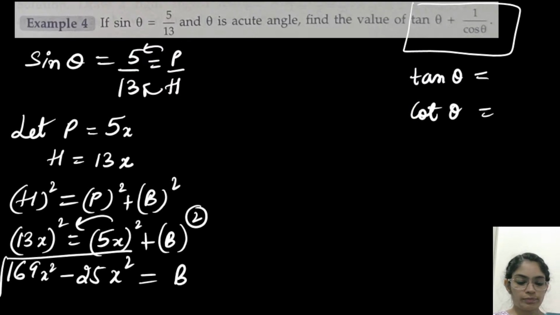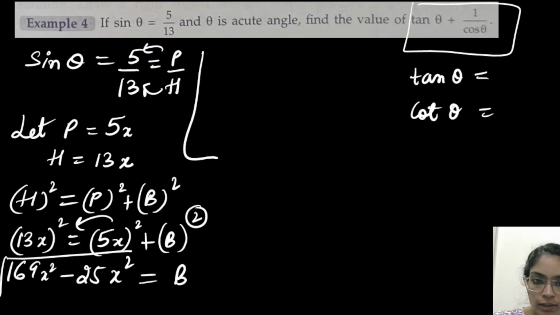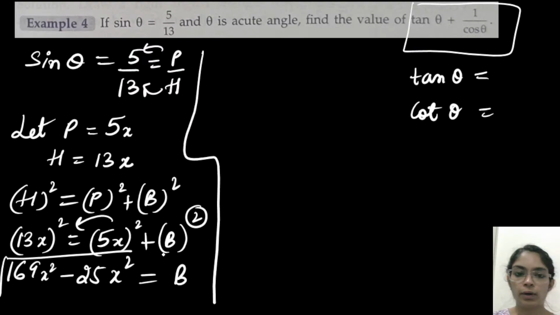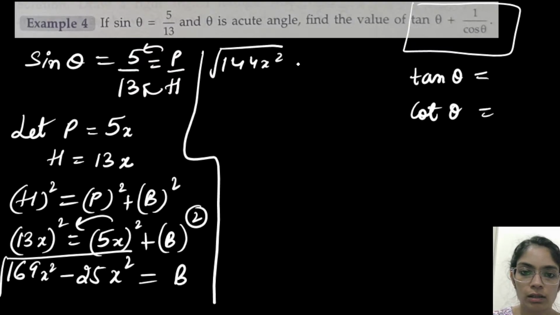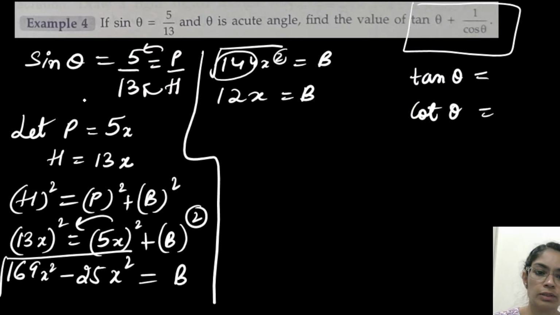Yes, so 5, 12, 13. Yes, Shivani has already given the answer, but we have to do it with the process, so that's why I'm solving it like this. So this is the square root of 144x square, equal to b. Square root of 144 is 12 and square root of x square is x. So base is equal to 12x. We found the value of base also.